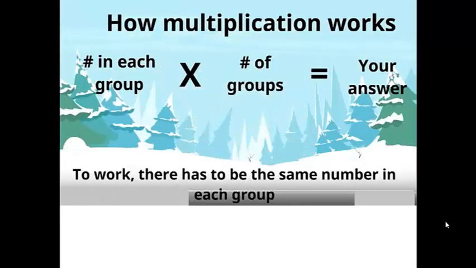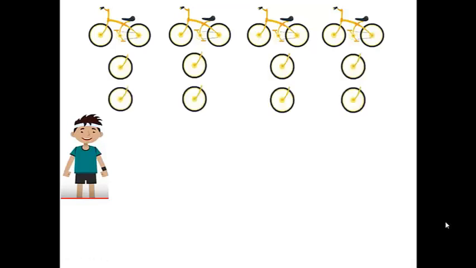Another one. Look, remember before how multiplication works. Number in each group times number of groups equals your answer. To work, there has to be the same number in each group. Yes, like this. There are 4 bikes. How many tires are there in 4 bikes? Each bike has 2 tires. Each bike has how many tires? 2 tires. Yes, equal. Write 2.